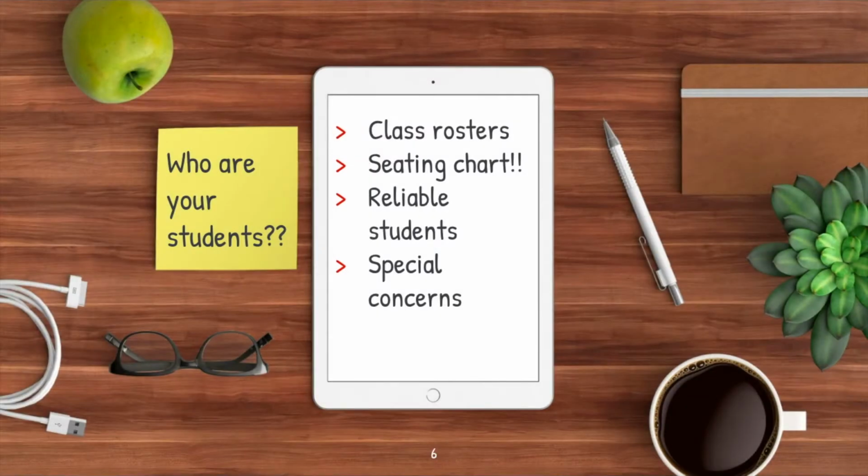Who are your students? Include class rosters, okay? A lot of schools, sometimes the office would give me a class roster, but it was to take roll and I had to send it back to the office. Other times, I just didn't have a class roster. And your substitute needs to be able to know how many students are in that classroom and their names for the entire class period that they are with those students. And please include a seating chart. It makes all the difference in the world.